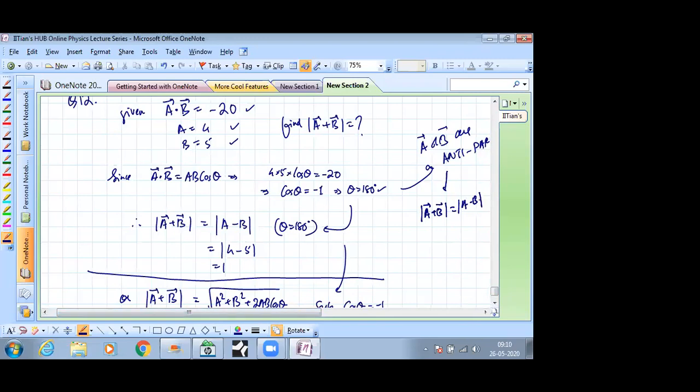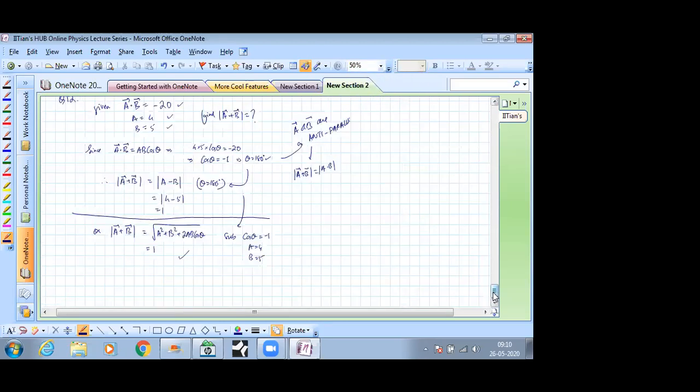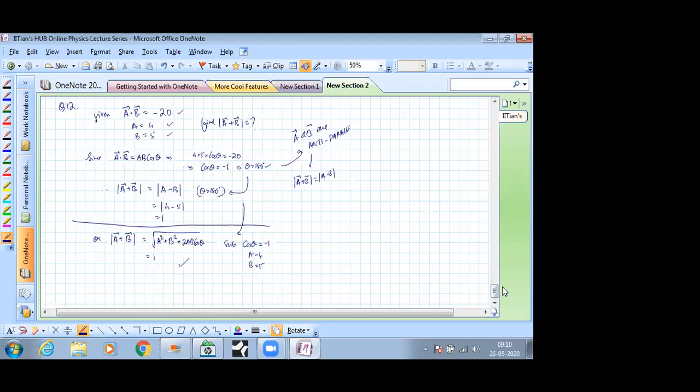Alright, so that's the 12th question for you people. Just minimizing this so that you can see the second thing also. Okay, now next let's come to the 13th question.